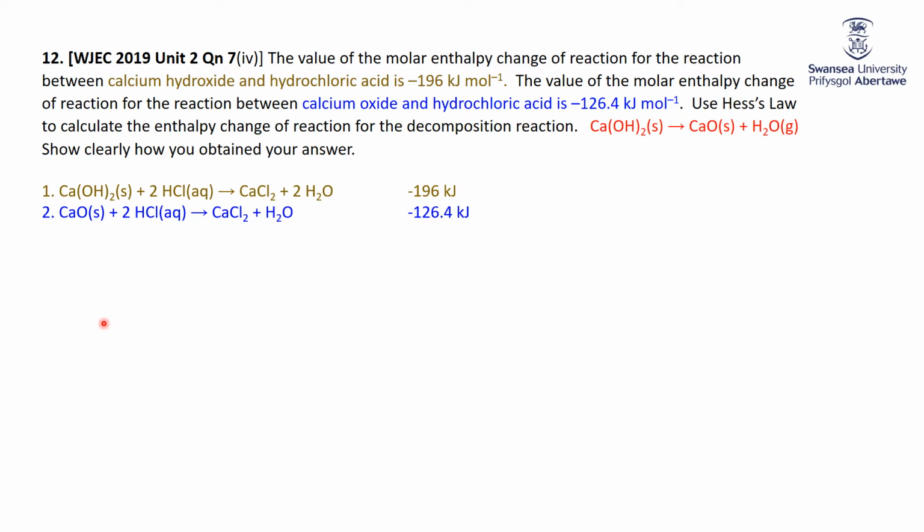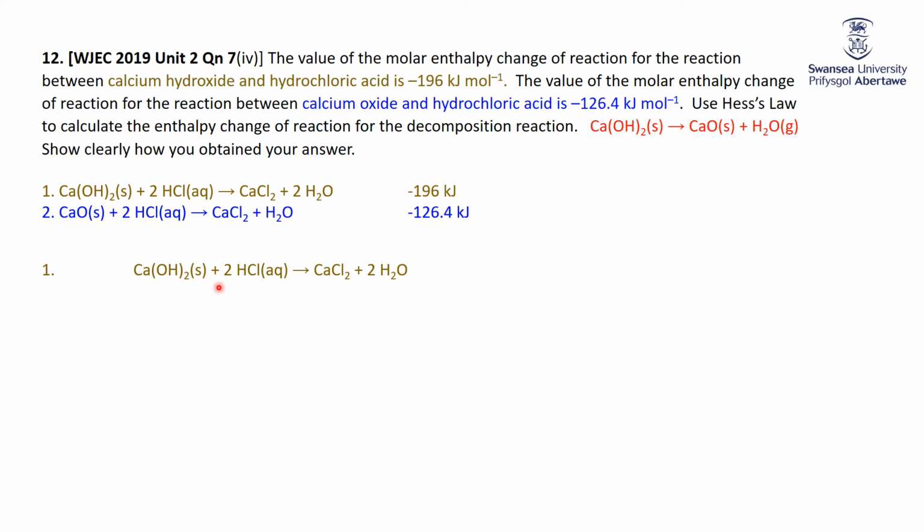Now, various ways we could do this. We could set up a very convoluted cycle, but I like putting equations together, as we've seen in the videos, as we've seen several other places. So what we're going to do is somehow combine these equations to get this desired equation. So I'll start off with equation 1 because I want calcium hydroxide on the left, and equation 1 has calcium hydroxide on the left.